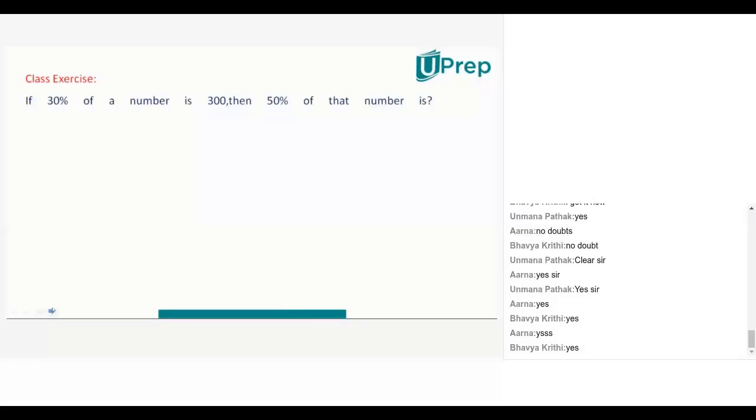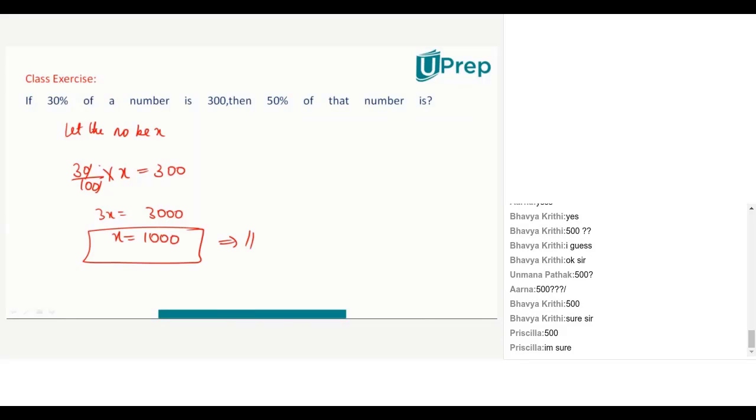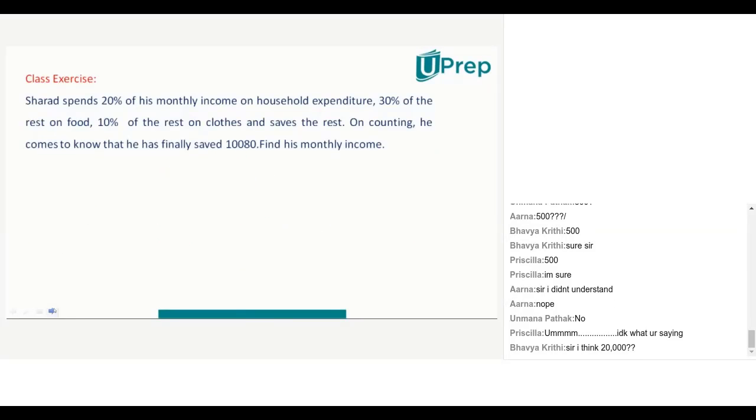You can see the question. If 30% of a number is 300, then 50% of that same number is how much? 30% is 30 by 100 of x is equal to 300. Cancel. 3x equal to 3000. X equal to 1000. 50% of this number is exactly half, 500. Perfect.